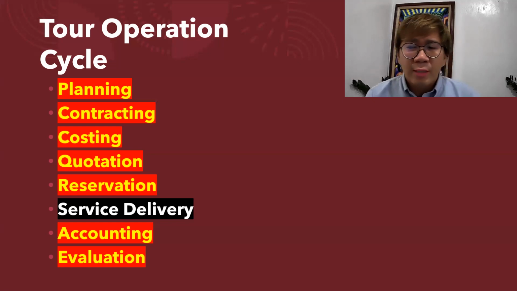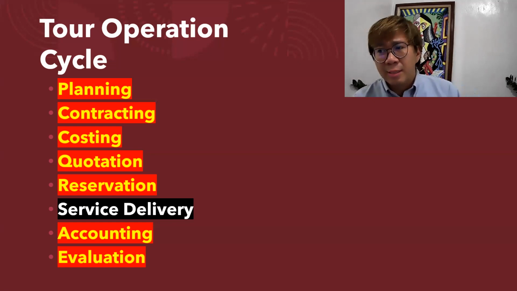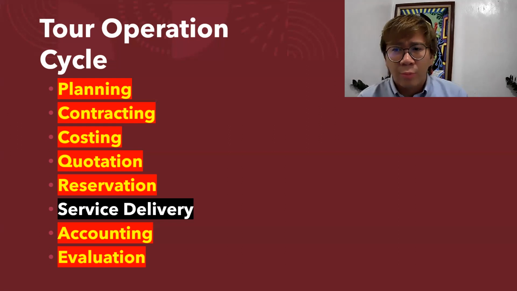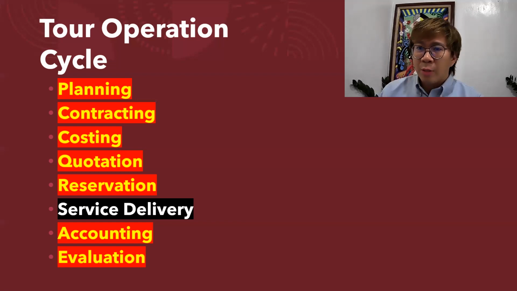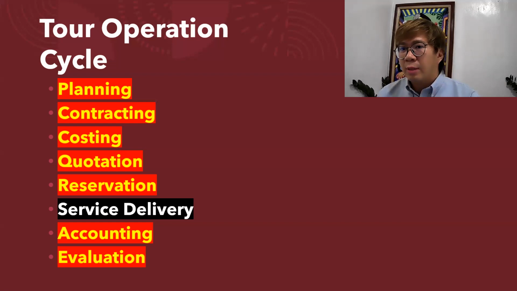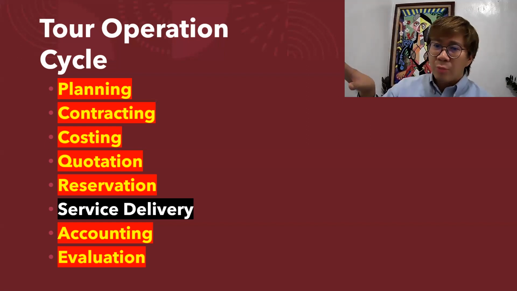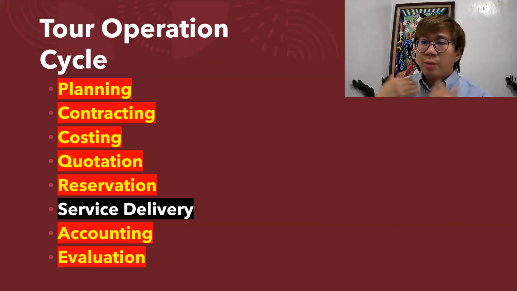Of course, service delivery is very essential in that sense. In order to ensure quality in our delivery system, we have a separate division or department that focuses on service delivery. That is what we call the field office or the field department. So you have two departments. We have the operation department, which is concerned with planning, contracting, costing or quotation, reservation, accounting, and evaluation. And you have the other one, the field department or field office. Basically, they are concerned about service delivery.